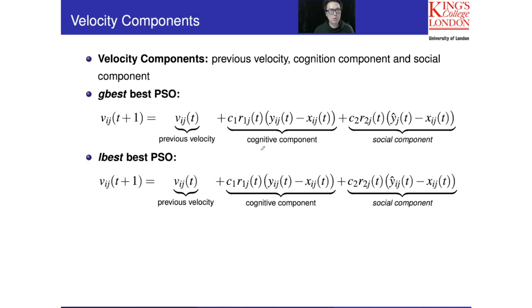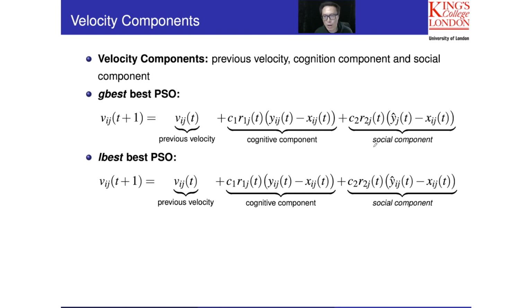When we talk about the velocity component, we can break it down into three components: the previous velocity, the cognitive component, as well as the social component. No matter whether it is for gbest or lbest, we have these three components. If you look into the details, you will find that different characteristics are associated with different components.